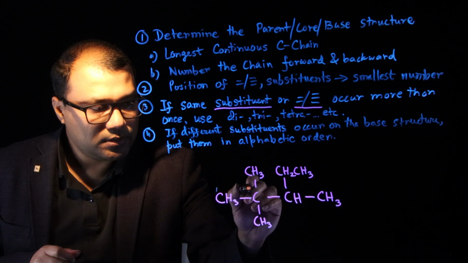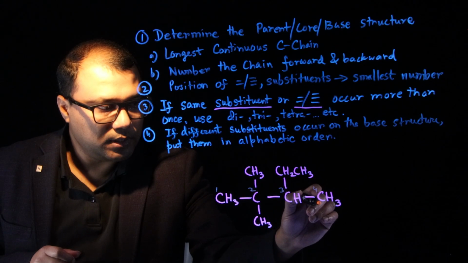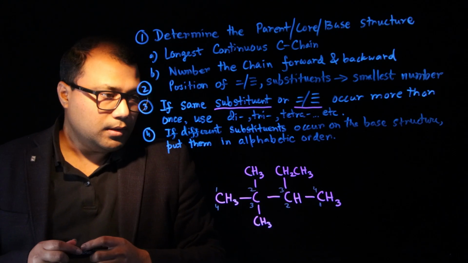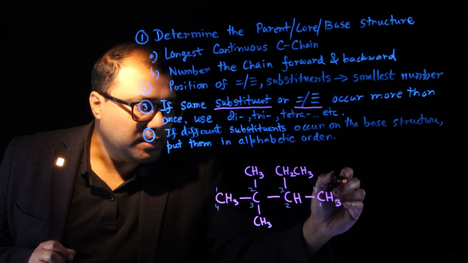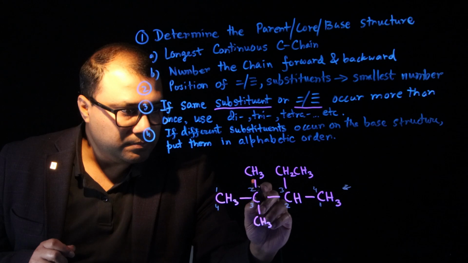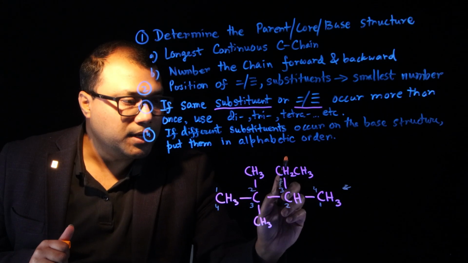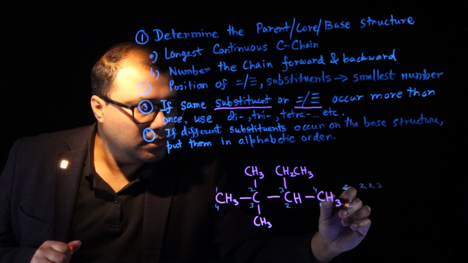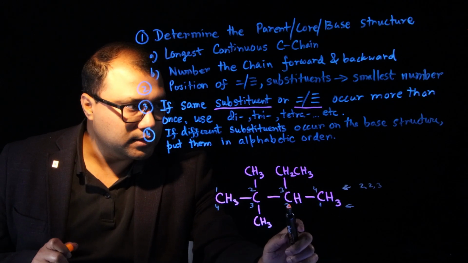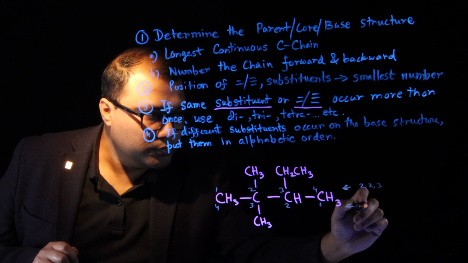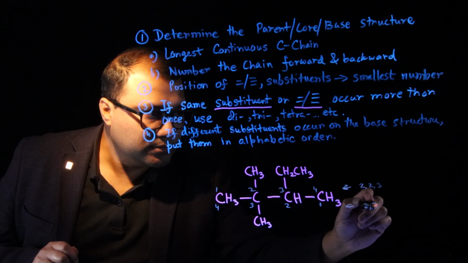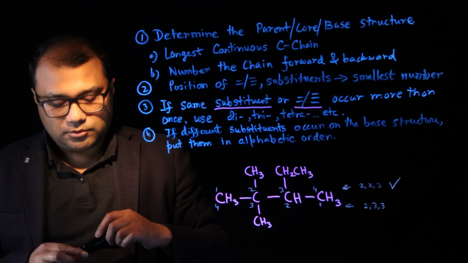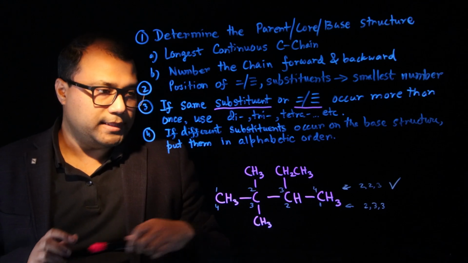So let's number it now. 1, 2, 3, 4. Number it in the reverse order. 1, 2, 3, 4. Okay. Now where do our methyl group and ethyl groups lie? In this numbering scheme, they lie at 2, 2, and 3. Okay. And in this order, we see that the ethyl is at 2, but the methyls are at 3 each. So obviously, this is the choice of the smallest number. So we'll go with that.